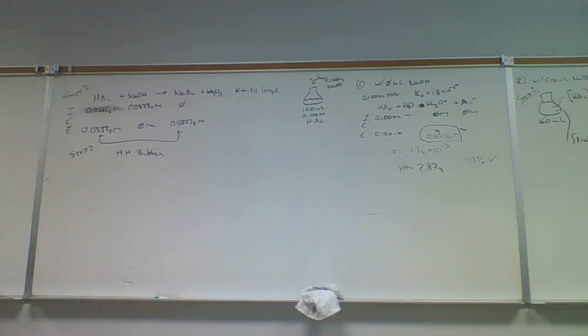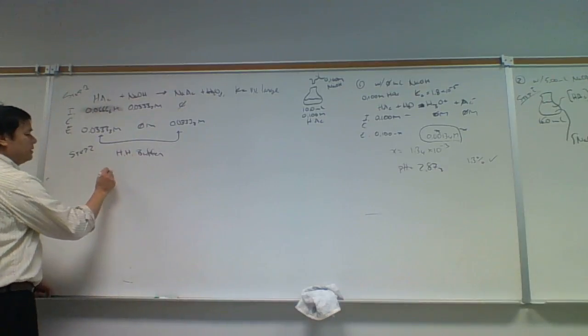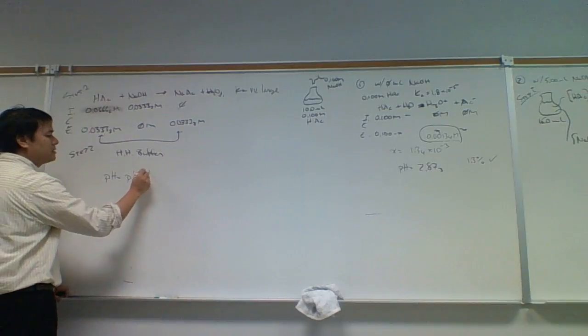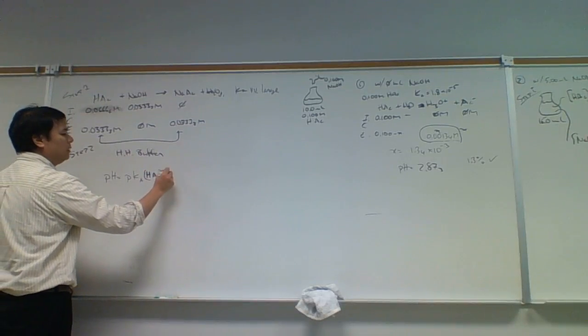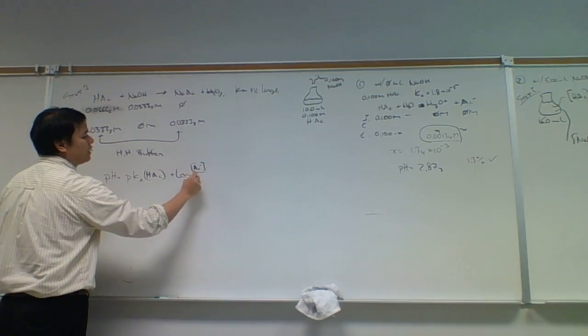But this region here is what we call the buffer region, because here the excess acid is acetic acid, and then we have the salt, sodium acetate. If we use the Henderson-Hasselbalch equation here, then what we're going to get is the pH is equal to the pKa of acetic acid plus the log of the acetate to acetic acid concentration.